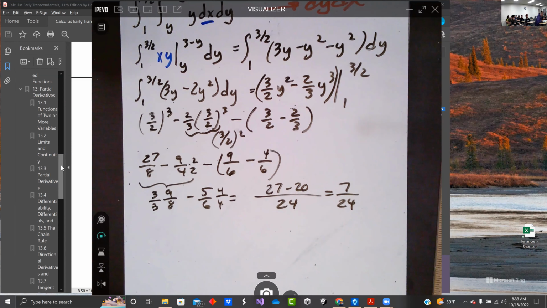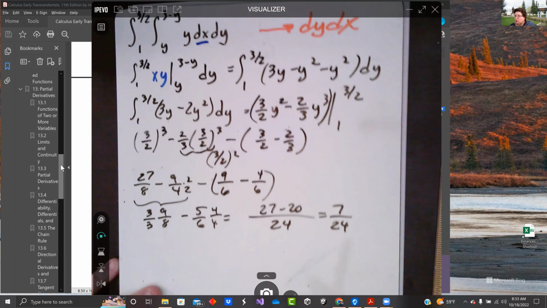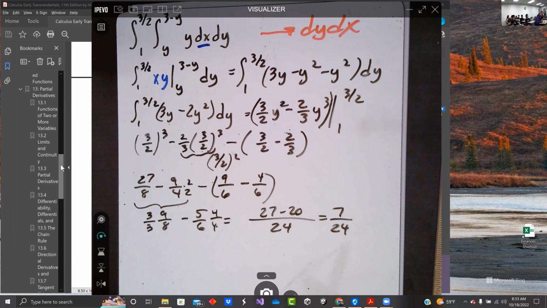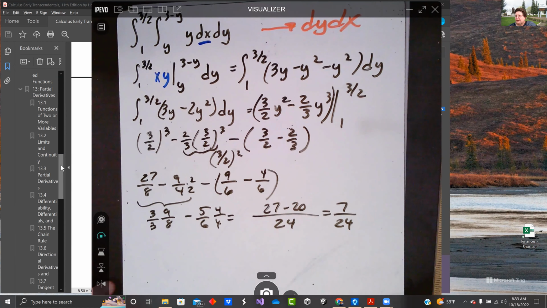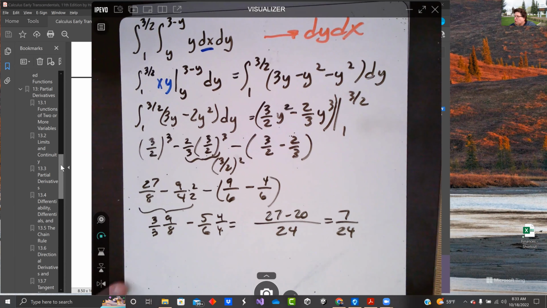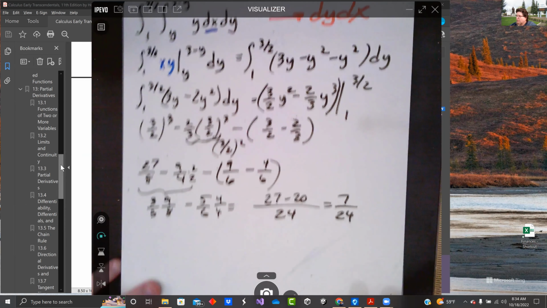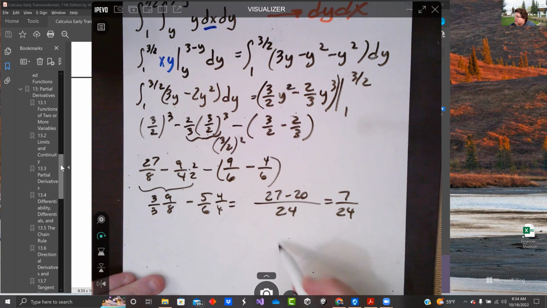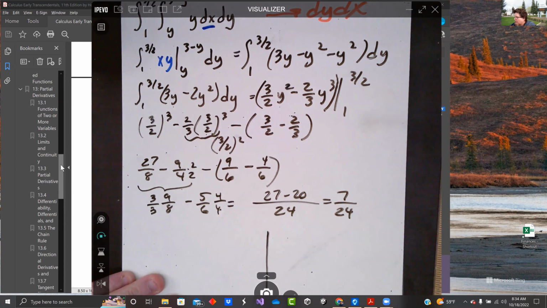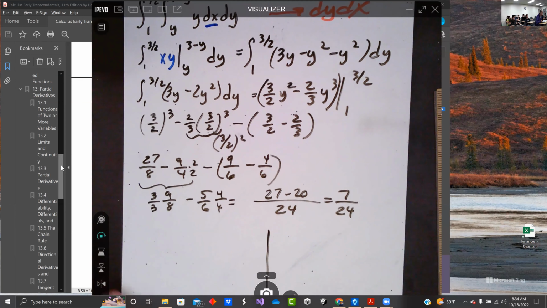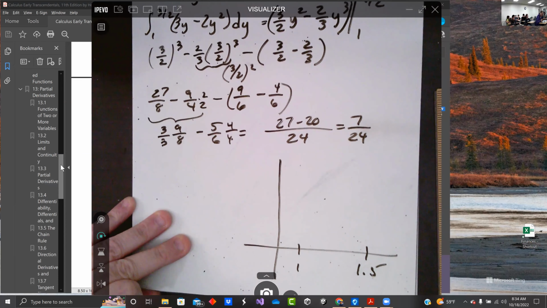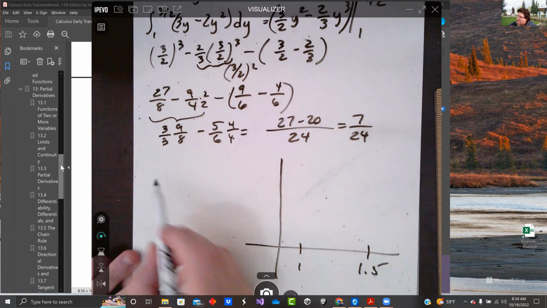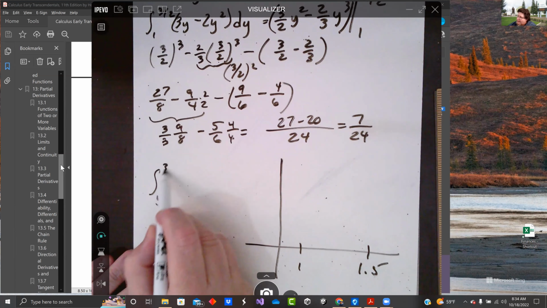I'm good. All right. So we're gonna do the same problem, but switch to doing dy dx. If we want to change the order, it wouldn't help. This is not as simple as just changing the order of integration. Since we have variables in there, we can't just change the order. What we need to do is draw a picture. So let's figure out what's going on. We've got from 1 to 3 halves, or 1.5, along x. Now the other integral had y and 3 minus y.